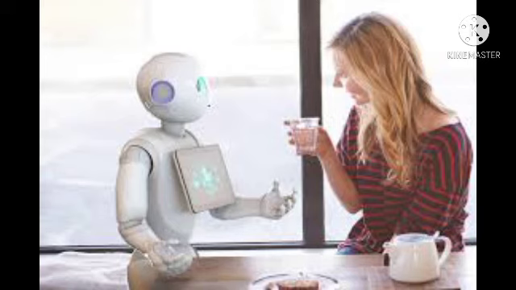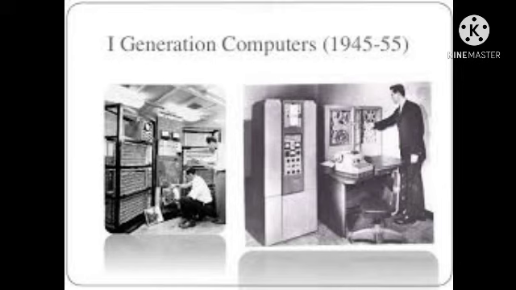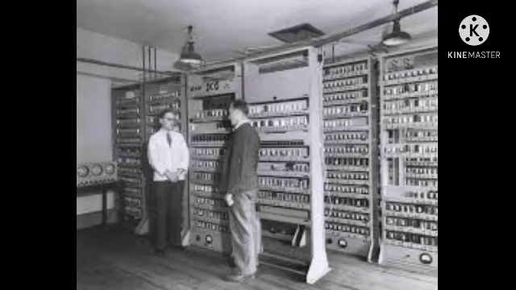Now we are going to explain each one. In this class we are just telling about the first generation and second generation. The period of the first generation was from 1942 to 1955. The computers of the first generation used vacuum tubes as the basic component of memory and circuitry for the CPU. The full form of CPU is central processing unit.